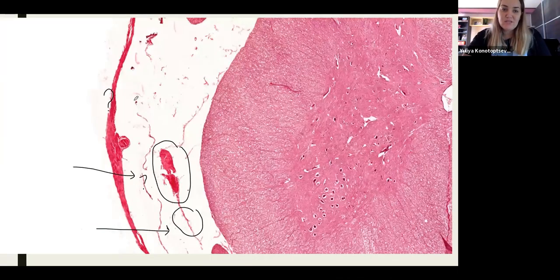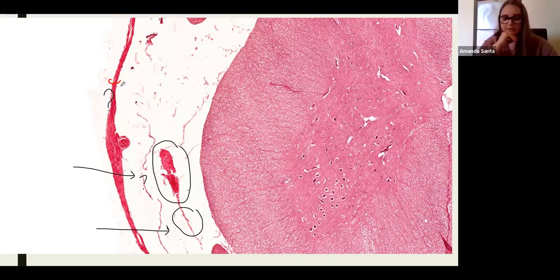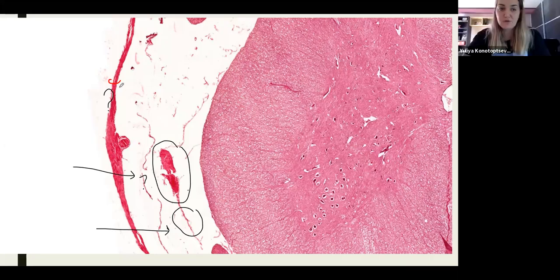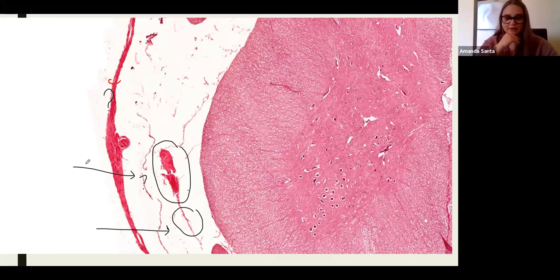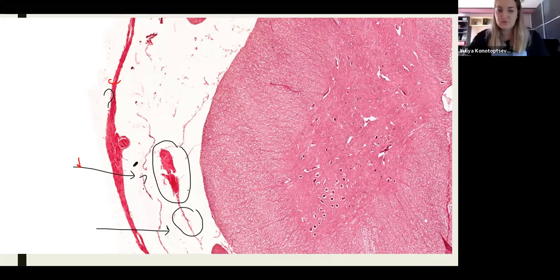Okay, so we're going for the meninges. Let's start. What is this? Dura mater. For sure. So this is the dura mater. How do we call this space right here? Subdural space. Yes, this is the subdural space. The epidural space is above it, right here. So epidural, then subdural space.